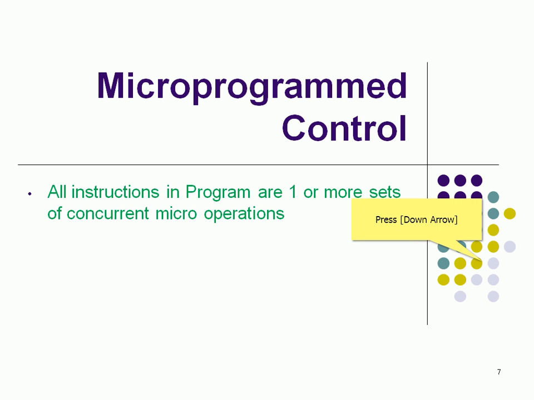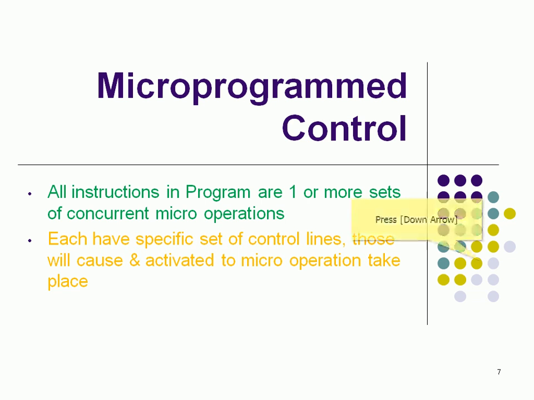So all instructions in a program are one or more sets of concurrent micro operations. In a program, a set of operations will be there, so those are micro operations. Those have a concurrent mechanism, inbuilt concurrency is there to execute them. Each micro operation has a specific set of control lines. Those will be activated to cause the micro operation to take place.